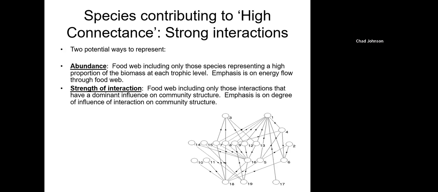Sheer number of individuals could be about things like body size. It could be about things that are just unavoidable. But if you have lots of interactions, that tells us that you're very important to the community. So these are two different ways that you could go about emphasizing or even simplifying food webs. Most people, I think, would say that strength of interaction, connectance, is more important than just the numbers of individuals.